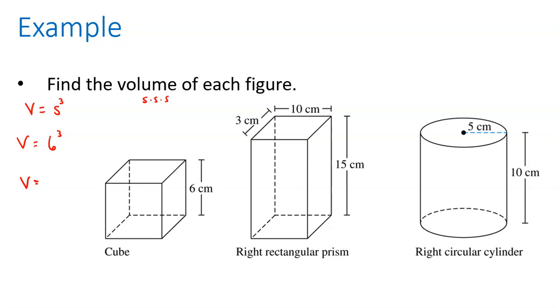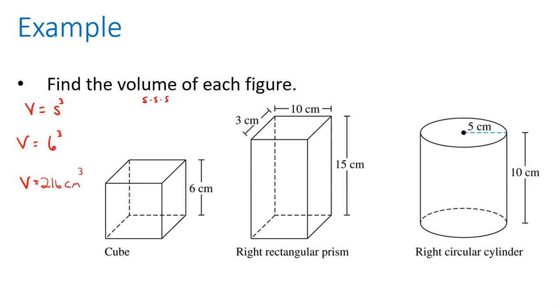So if I multiply 6 times 6 times 6, I think I get 216. Let's double check here. Yep, 216. And what are my units? Cubic centimeters. So 216 centimeters cubed.